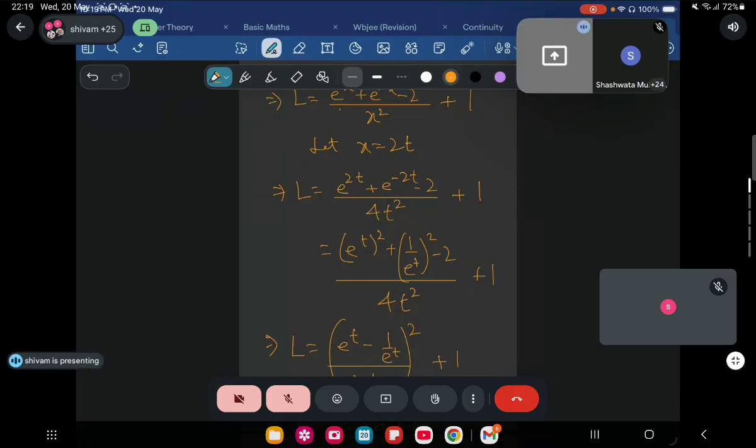See, without using standard form, I mean without using expansion or L'Hopital. Tell me, has everyone understood the second method? Tell me.